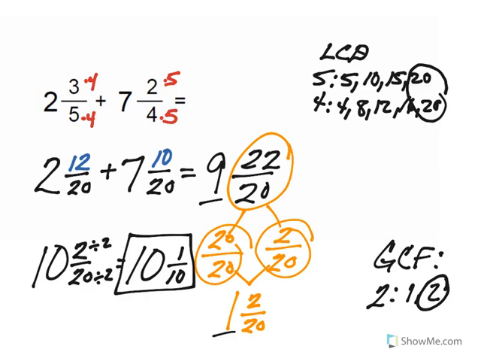So these were a little bit more in depth. We ended up with improper fractions each time. And some of them needed to be simplified and some of them didn't. So it's important to make sure that you're finding your greatest common factor on your final fraction to see if you need to simplify or not. I hope that helps.